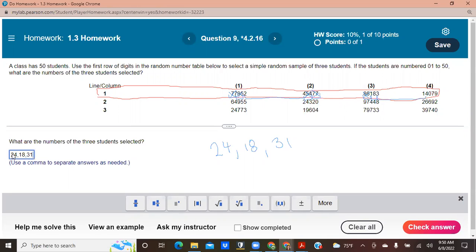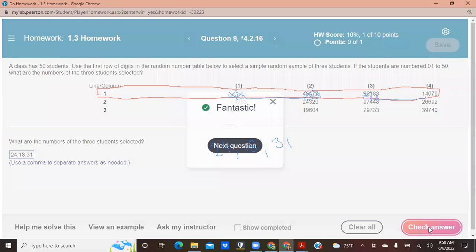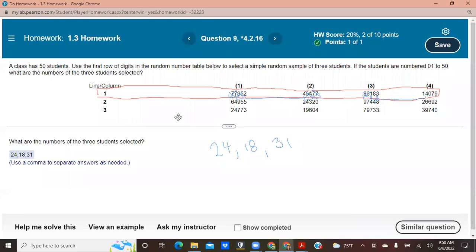So those are the 3 numbers, like if we had in theory students numbered 1 through 50 and we used a random number generator to select who was going to be sampled, that's how we would do that using a table. Okay, so I hope that makes sense. Please try those problems out yourself and we can practice them again.